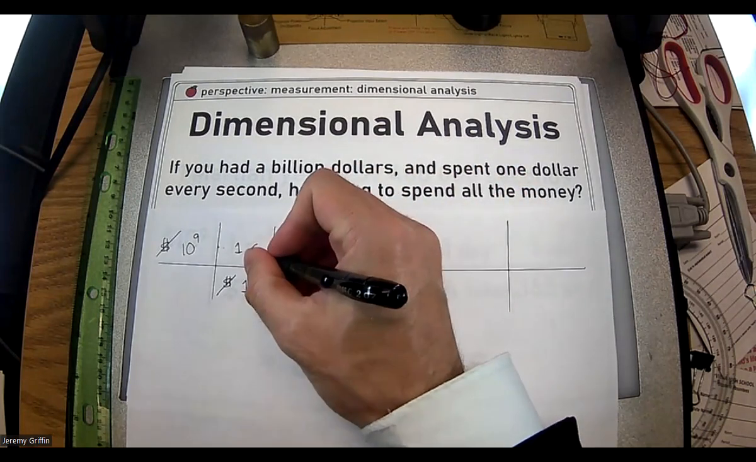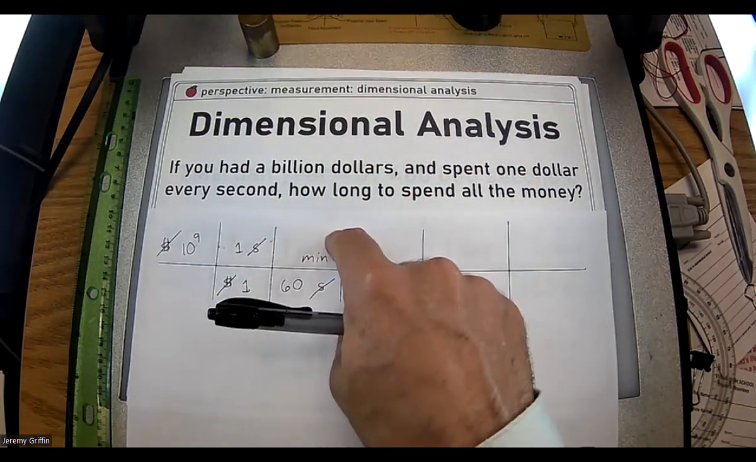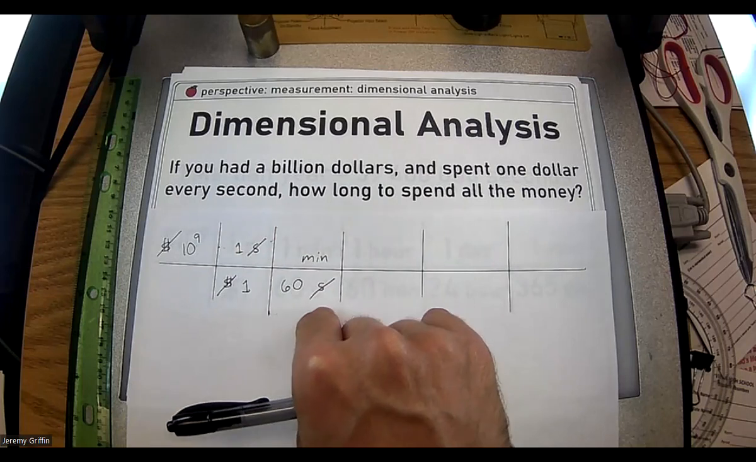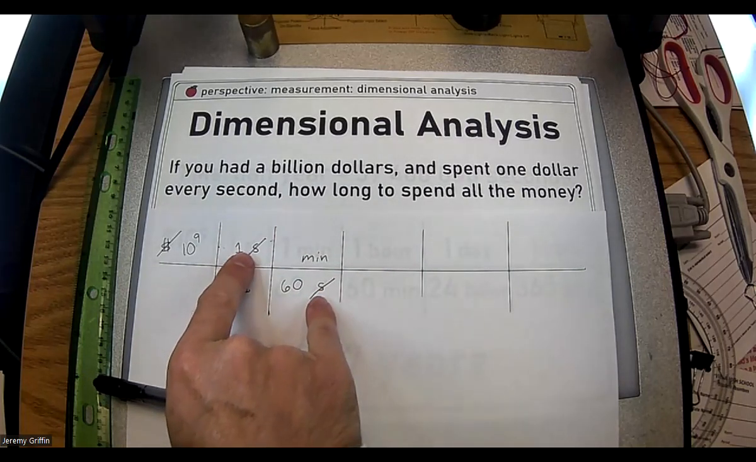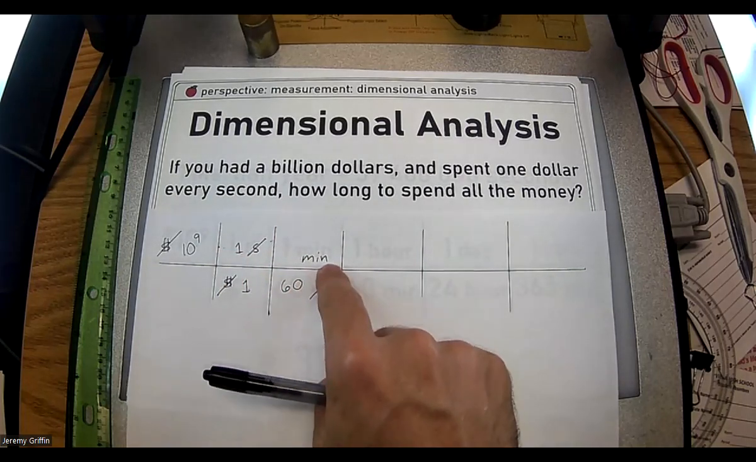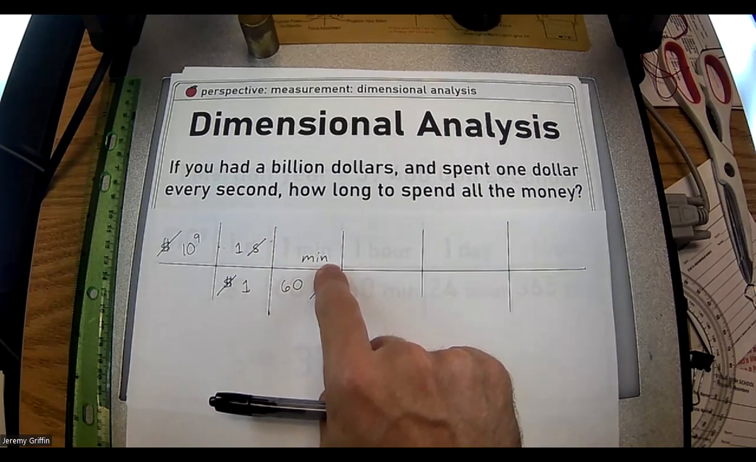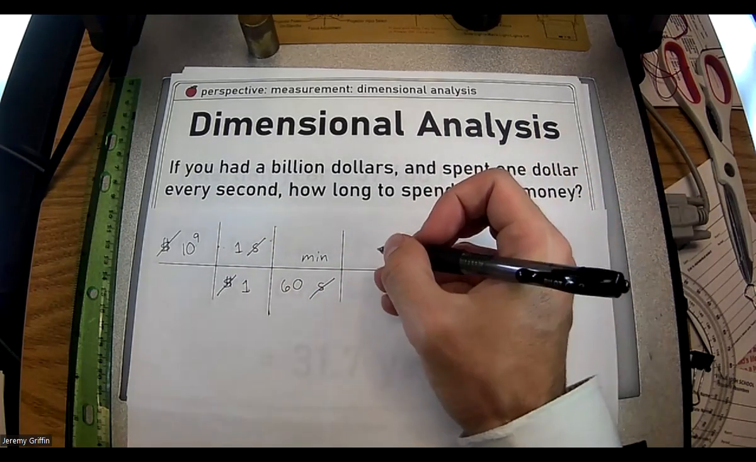You're setting it up so that the unit cancels out. See, if you put it on the top, you have square seconds per minute. But the way it's up here, oh, look, seconds cancels. Now we know how many minutes it's going to take to spend all the money. Let's go another step.